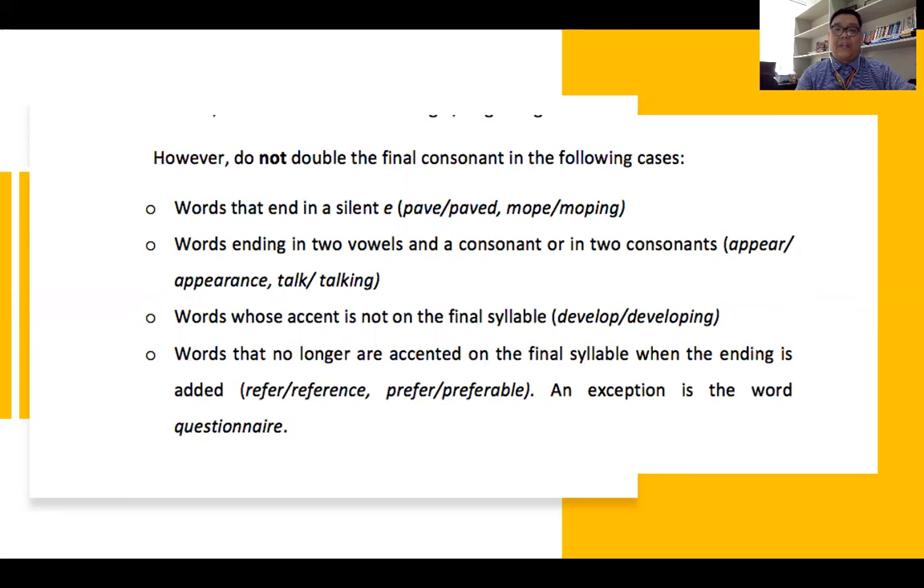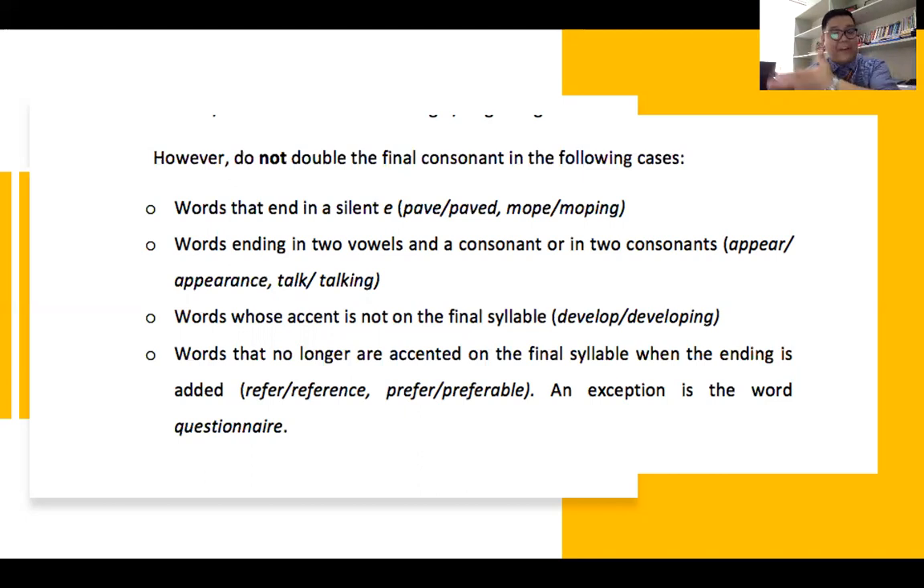Refer, refer. If you listen carefully, the stress is on the last syllable, refer. But when you affix it with the suffix -ence and it becomes reference, listen carefully, reference, the stress is already on the first syllable. That means you don't have to double the final consonant, which is R, just to get the correct spelling. So it has to be as is.